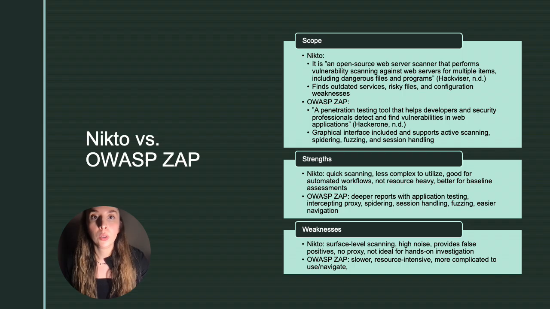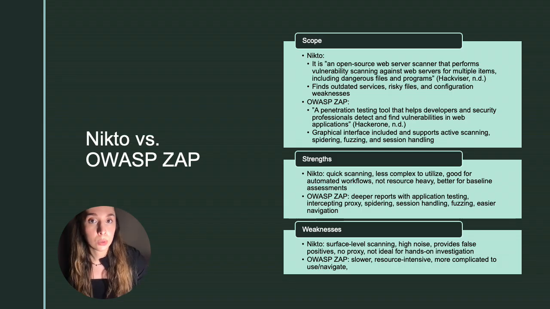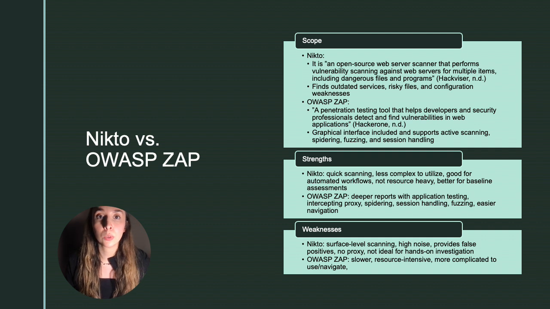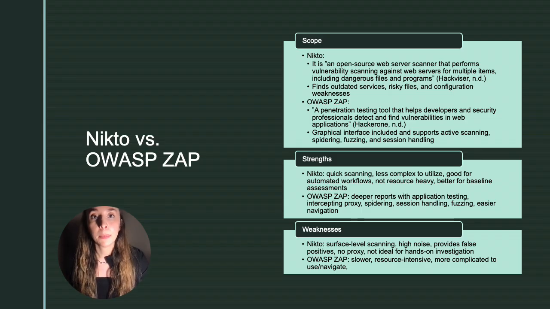Now we're going to go into the strengths of Nikto. It's fast scanning, so it does a really good job of quickly checking web servers for their known vulnerabilities. It's also simple to use, good for baseline assessments, and automatable, so it works really well with automated workflows. It also has very low resource usage, so it's lightweight and doesn't need a lot of system power.